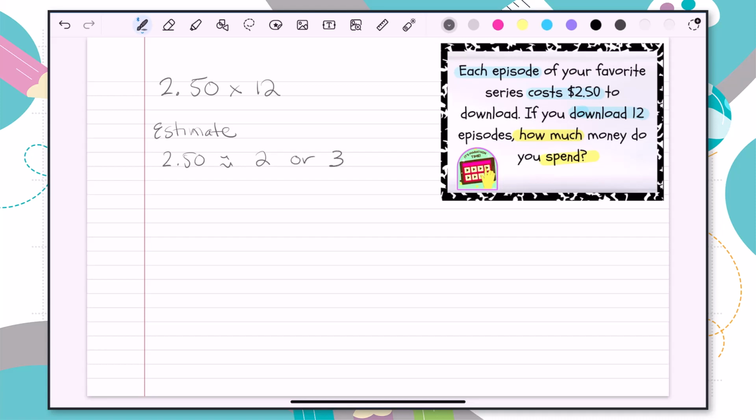Then we're going to take those whole numbers and quickly multiply them by 12. And this is a math fact. So 2 times 12 is 24. And 3 times 12 is 36. That means our answer needs to be somewhere between 24 and 36 to make sense. That'll help us place our decimal point correctly.